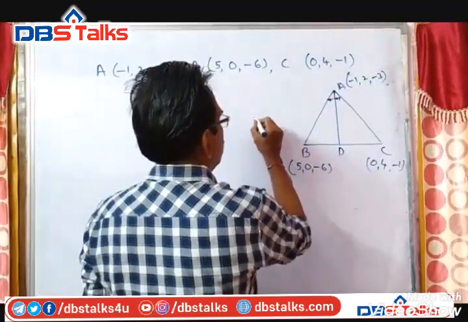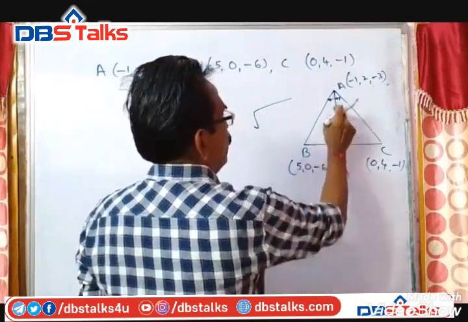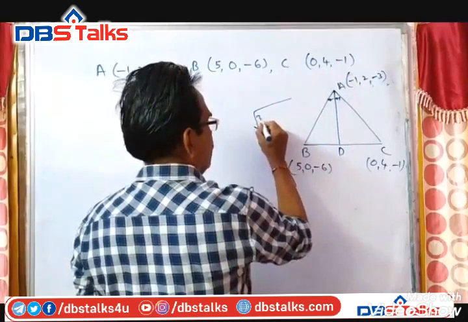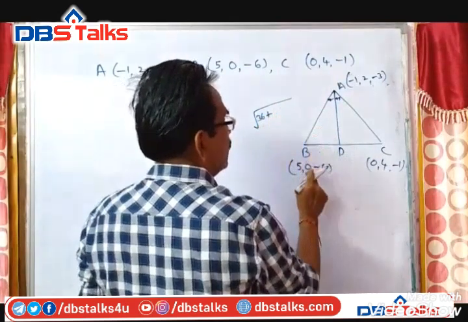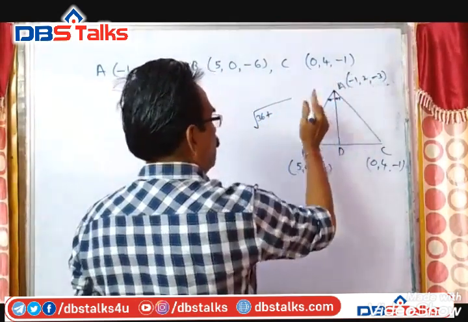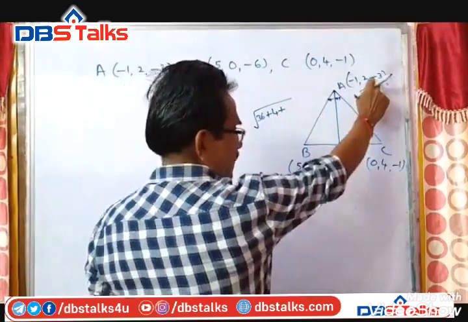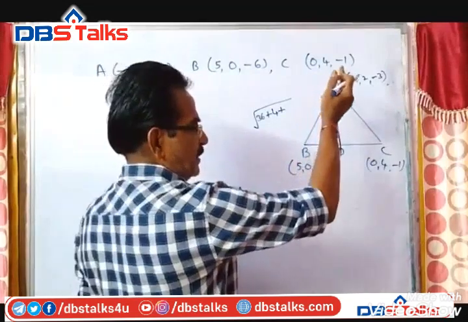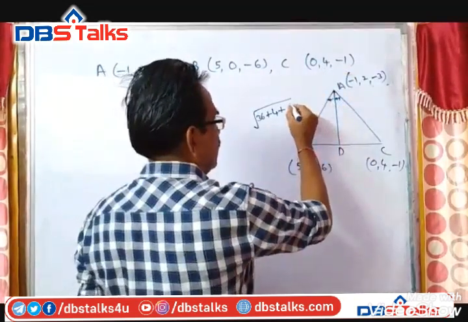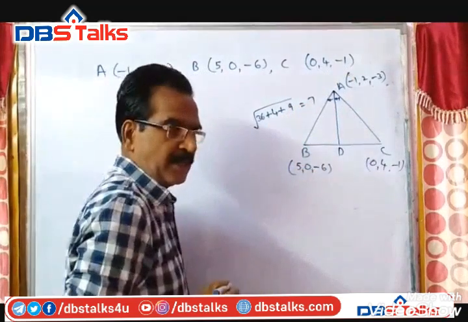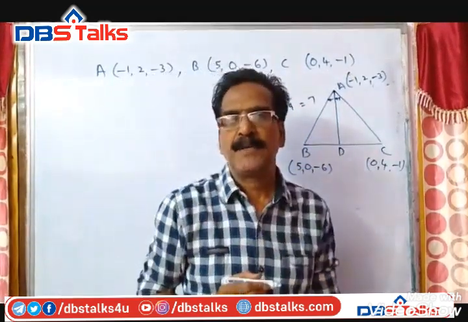See, root of (5 minus of minus 1) 6 square, 36, plus (0 minus 2) whole square, 4, plus (minus 6 minus of minus 3) plus 3 minus 6 plus 3, minus 3 whole square, 9. So root 49, that is equal to 7. AB is equal to 7.